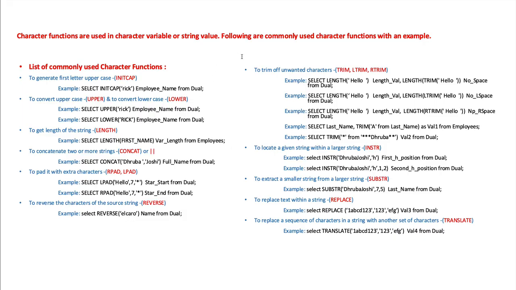The next function is the TRIM function. Similarly, we have TRIM, LTRIM and RTRIM. The TRIM function removes leading and trailing blanks. The LTRIM function removes leading blanks, and the RTRIM function removes trailing blanks. Not only blanks, it can remove some special characters or any letter. We have an example here.